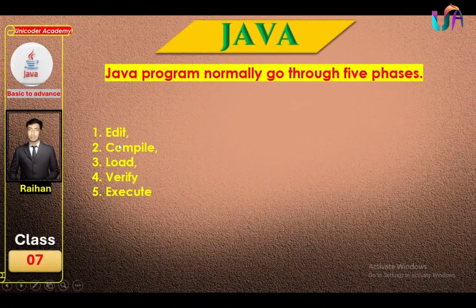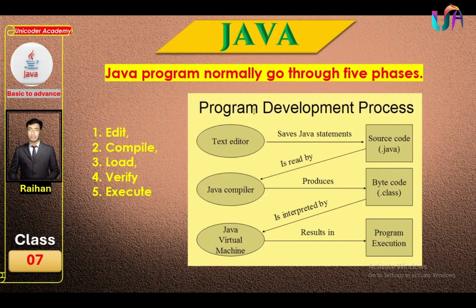Here you see edit, compile, load, verify and execute. So these are the 5 steps of Java. Now let's see the details. Here is a diagram of the program development process. Now let's see how it works part by part.